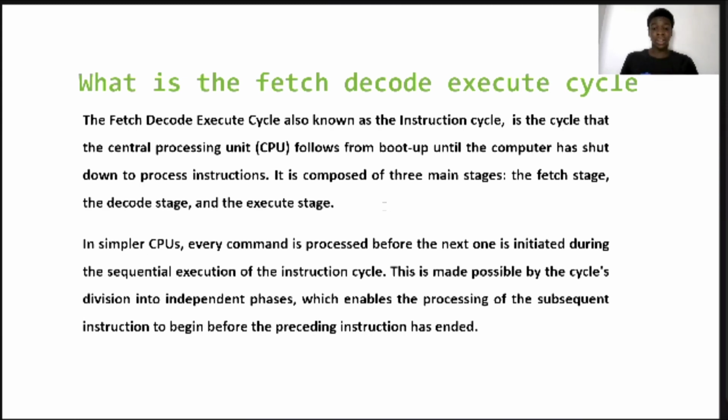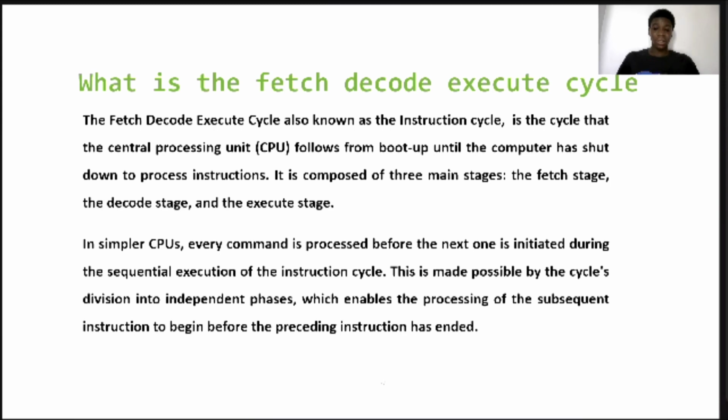We'll be looking at these stages in the subsequent slides, but let's look at this little piece of information below. It says in simpler CPUs, every command is processed before the next one is initiated during the sequential execution of the instruction cycle. This is made possible by the cycle's division into independent phases, which enables the processing of the subsequent instruction to begin before the preceding instruction has ended.